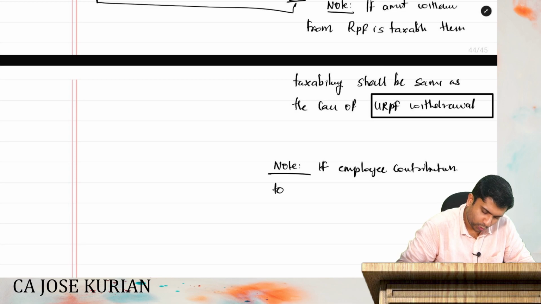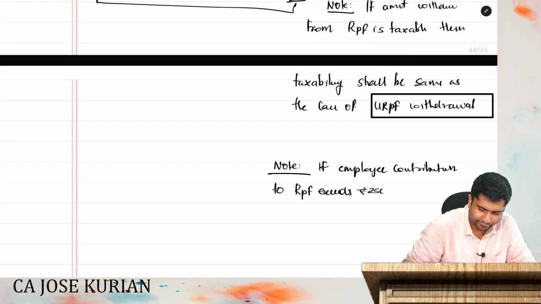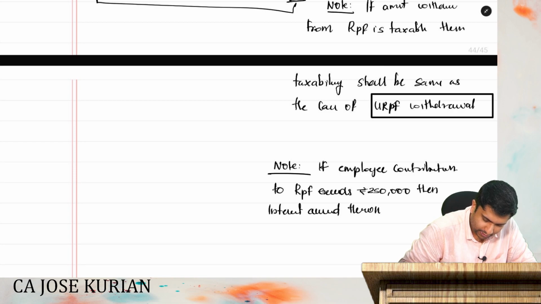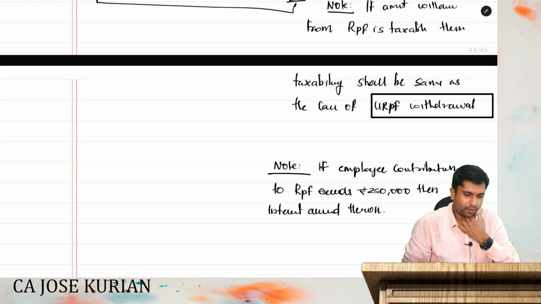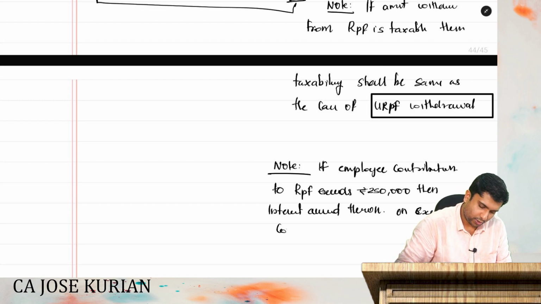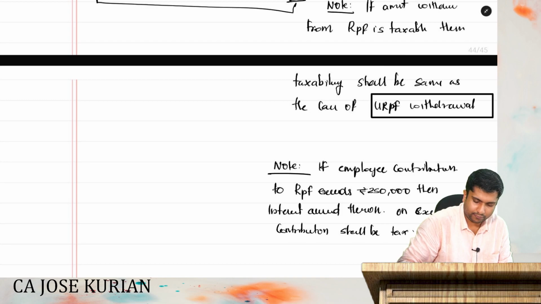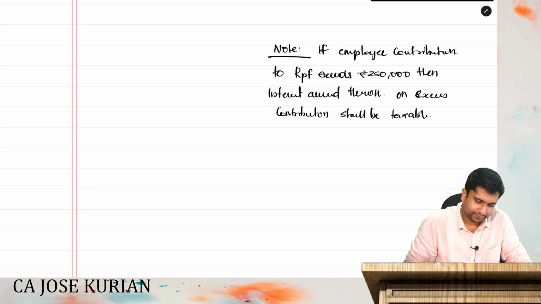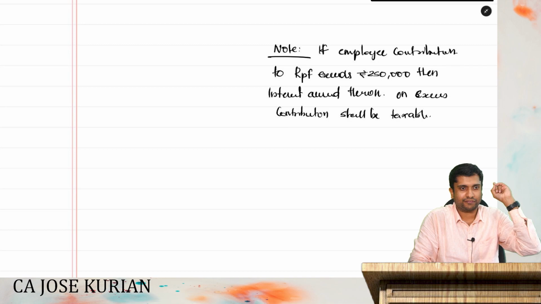If the employee's contribution to a recognized provident fund exceeds rupees 2,50,000, then interest accrued thereon, on the excess contribution, shall be taxable. The same point which we have written in SPF.